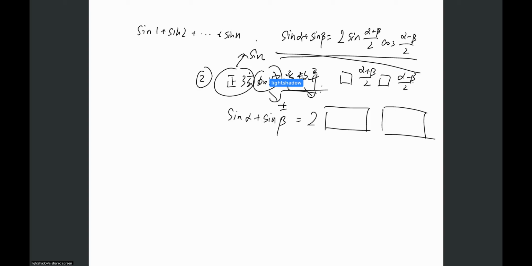Different functions means this function is A, this function is B, and A and B are different. Like this one, sine and cosine. So the main functions A and B are different.